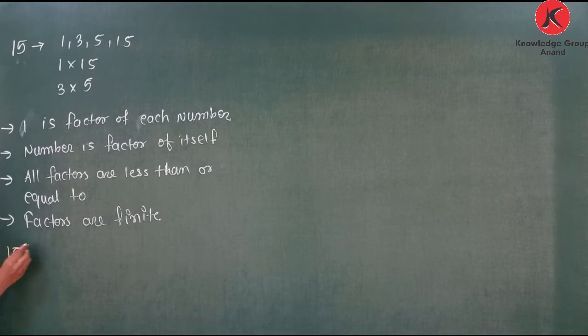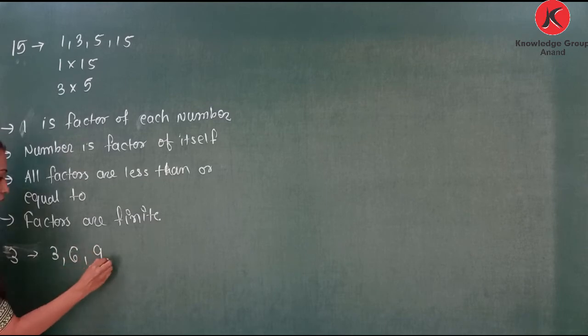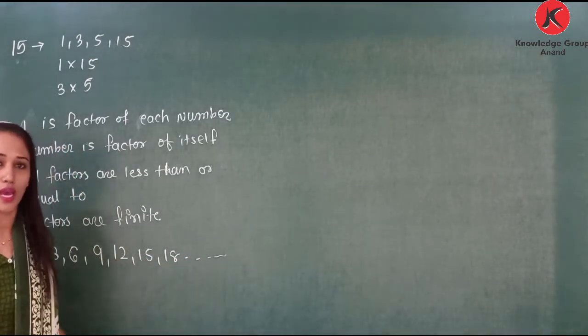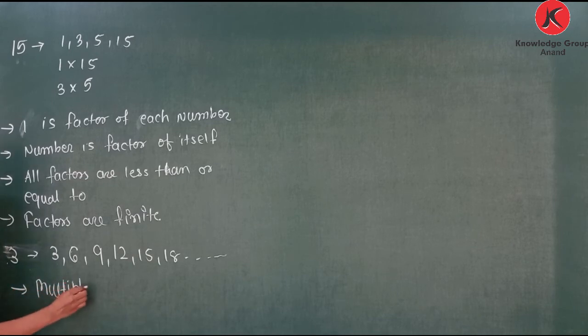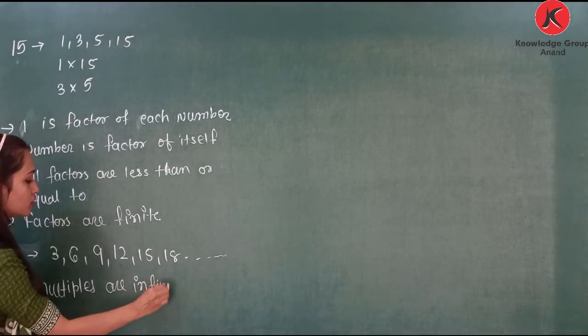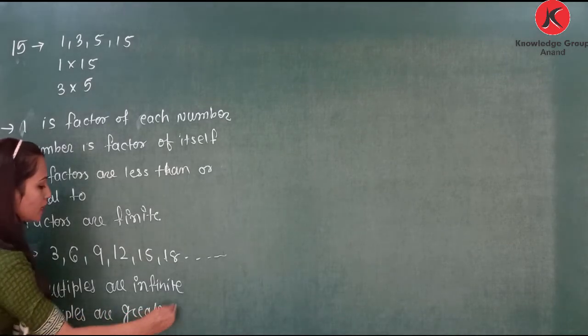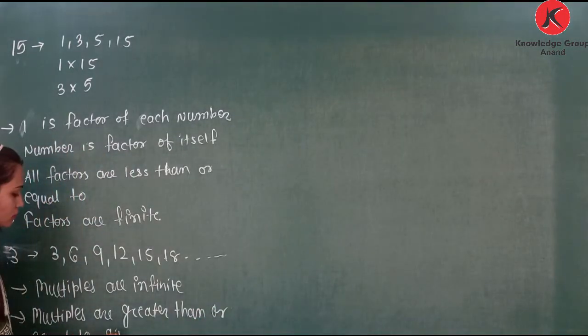Now the same for multiples of 3. Let's take multiples of 3, that is 3, 3 twos are 6, 3 threes are 9, 3 fours are 12, 3 fives are 15, 3 sixes are 18. That's it. It means if we multiply 3 with more numbers, we get the multiples. So here we can write multiples are greater than or equal to the given number. Each number is a multiple of itself, and multiples are infinite, meaning we can extend the multiples.